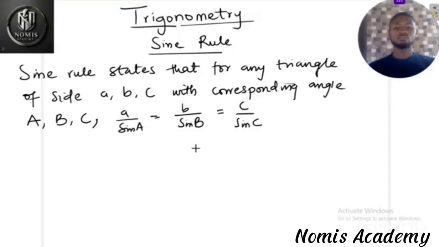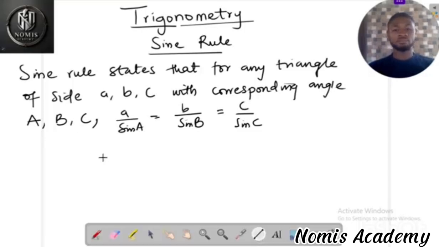So this is what the sine rule is saying. It's saying that for any triangle of sides a, b, c, that is, the sides of the triangle are labeled with small letters, with corresponding angles A, B, C, that is, the angles are labeled with capital letters. Let's see the diagram of a triangle.